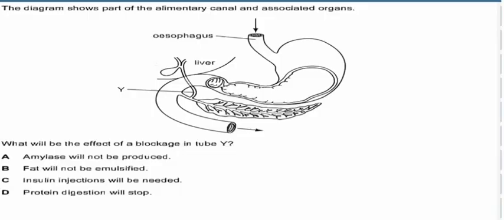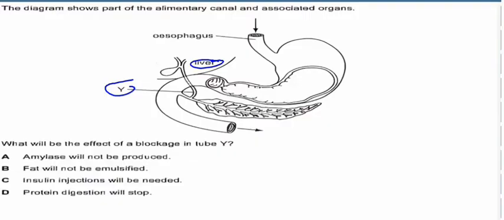The next one. The diagram shows part of the alimentary canal and associated organs. So we have the esophagus, the liver, and also we have the gall bladder. Okay, and also the pancreas, which is this one, and the stomach here. Now the question is saying, what will be the effect of a blockage in tube Y? So what is going to happen if tube Y is blocked?